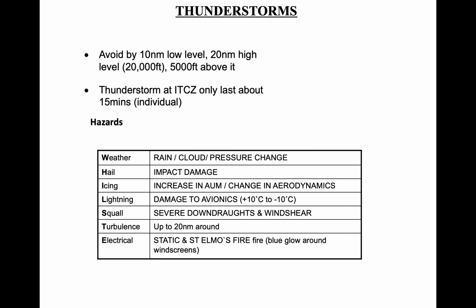Hazards. Remembering that whilst weather, we're going to get rain, cloud and pressure changes. Hail, which is going to give us impact damage. Icing, which can increase the mass of the aircraft and obviously change the aerodynamics, making it worse. Lightning, predominantly between plus 10 and minus 10 degrees, with potential damage to the avionics. Squalls, where we're going to get severe downdrafts and wind shear. Turbulence up to about 20 nautical miles around. And electrical, we're going to get static electricity and St. Elmo's fire, that blue glow around windscreens.